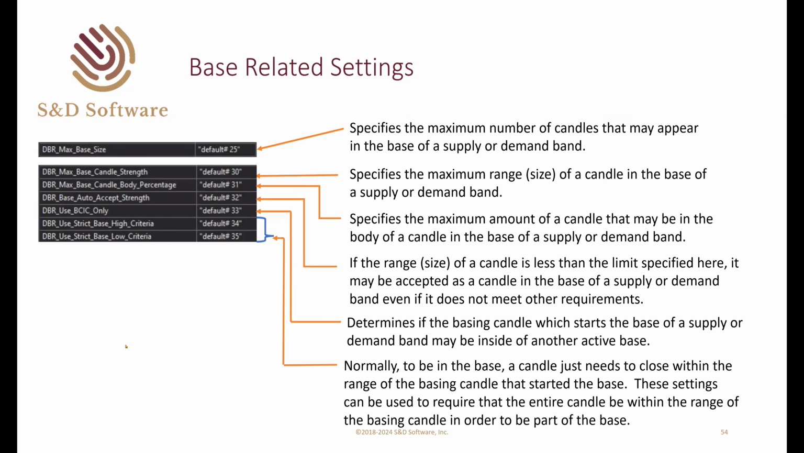In fact, here's a setting that I was just referring to earlier. This setting again restricts the number of candles that may appear in the base of a supply or demand band. And the default there is 6. So you're only allowed 6 candles. So whether the basing candle counts or not can make a difference.